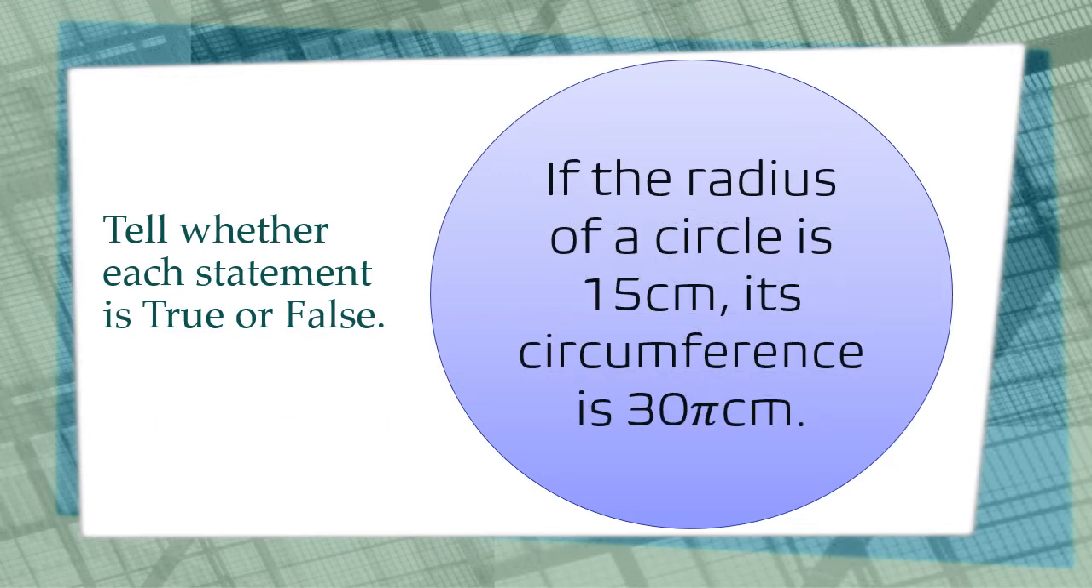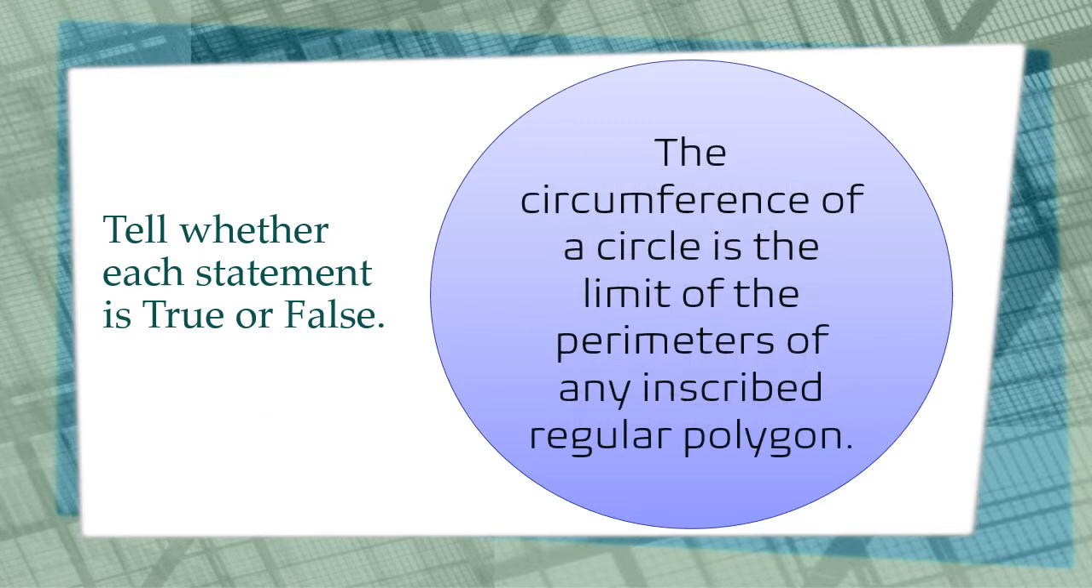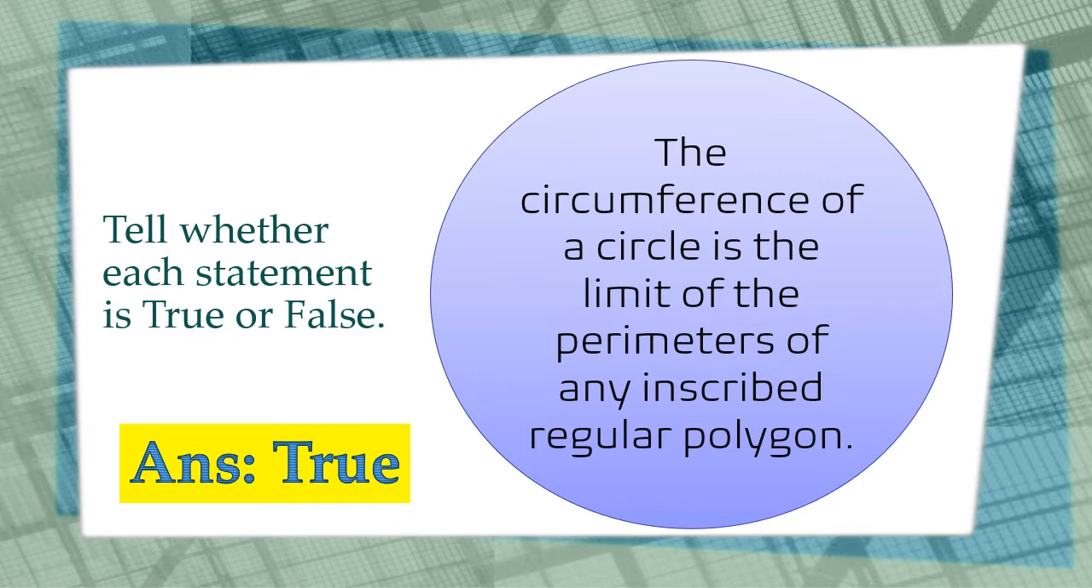Next, if the radius of a circle is 15 centimeters, its circumference is 30 pi centimeters. It's true. Next, the circumference of a circle is the limit of the perimeters of any inscribed regular polygon. It's true as well.